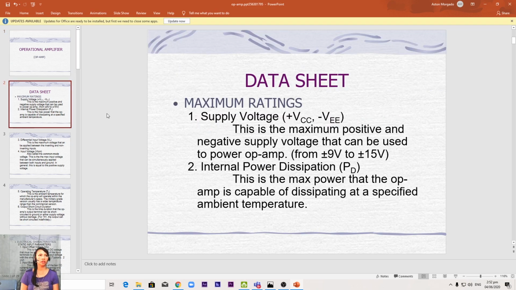Data sheet for the op amp. We have supply voltage. The supply voltage of the 741 op amp can range from positive and negative 9 volts to positive and negative 15 volts. So it actually has two supplies, one positive and one negative. Then we have internal power dissipation, or PD. This is the maximum power that the op amp is capable of dissipating at a specified ambient temperature. When we say ambient temperature, that is the environment temperature.